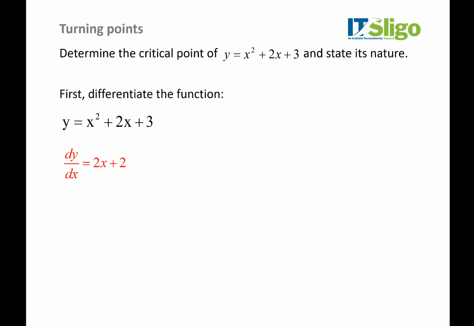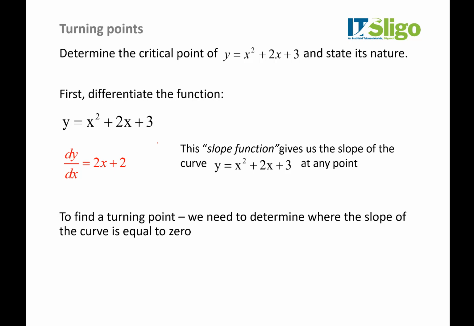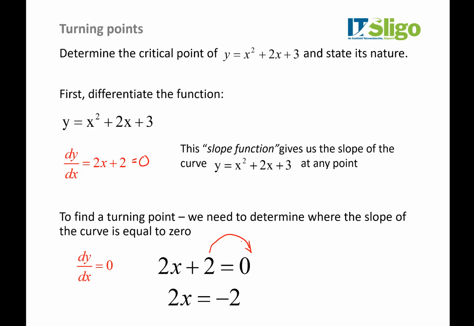Now, this is the slope function. This will give us the slope for any value of x. We can just feed any value of x into this, and it'll give us the slope at that point. But we're interested in where dy dx is 0. So we want to make dy dx equal to 0. So we're really interested in just letting this equation equal 0. And now we solve for x. Bring the 2 over. Divide both sides by 2. And x is equal to minus 1.